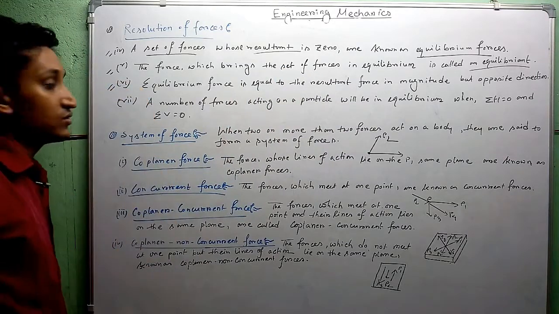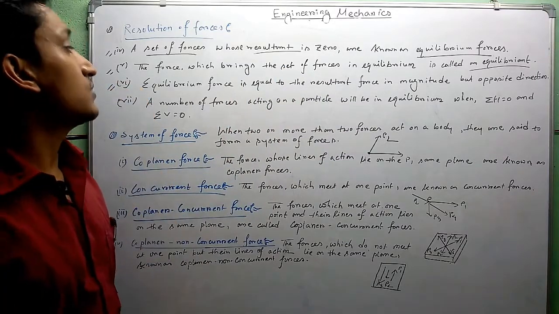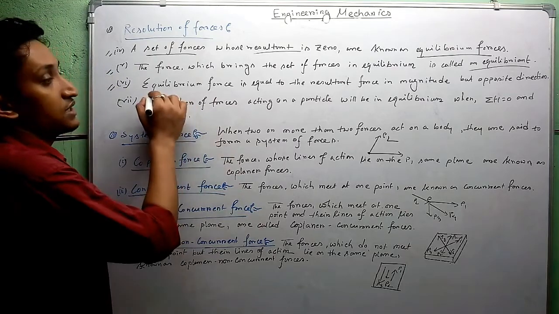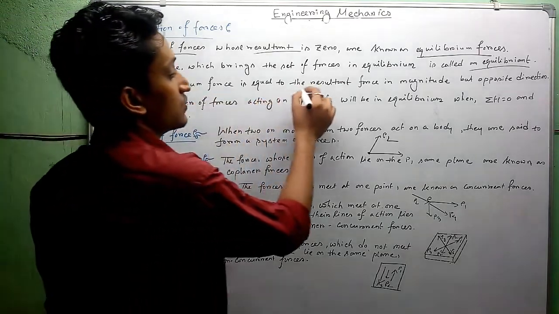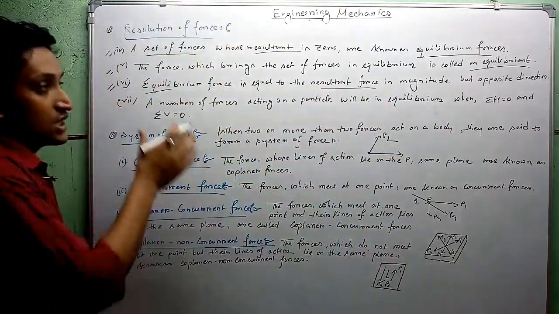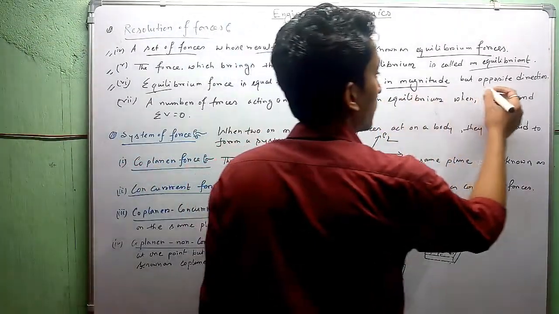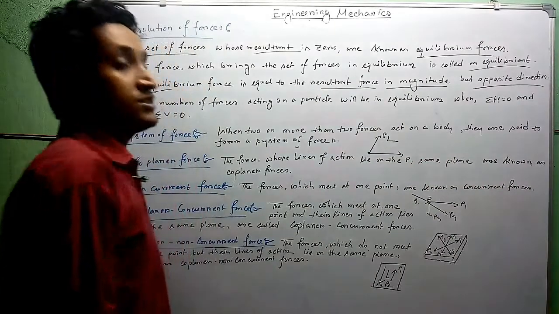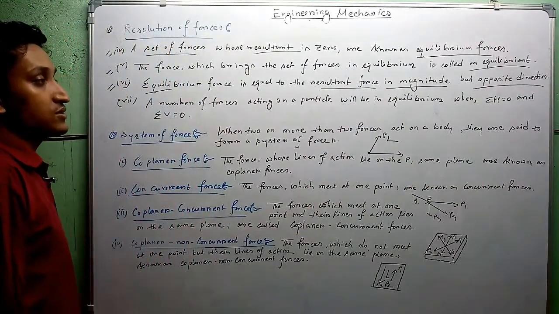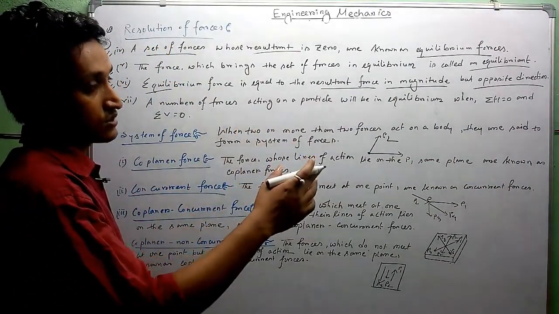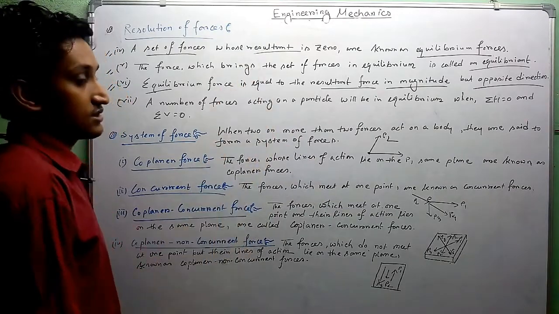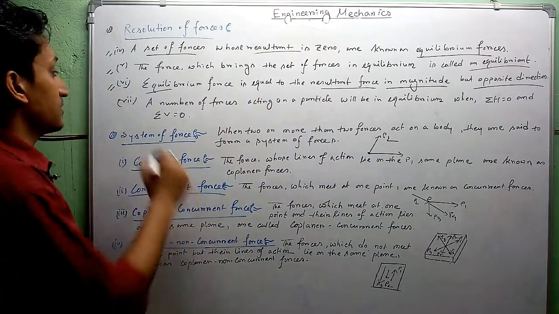And sixth one, if equilibrium force is equal to the resultant force in magnitude but in opposite direction. Equilibrium force is equal to the resultant force in magnitude but in opposite direction. That is the sixth point.